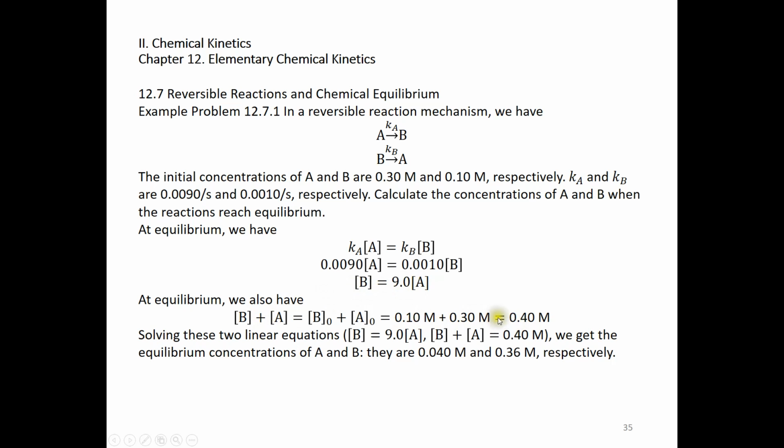So how do we solve this? Very simple. Two linear equations, two variables. Just solve them. You get the final concentrations of A and B at equilibrium. For A, it's 0.04. For B, it's 0.36. We can easily verify these two numbers. This B concentration is 9 times A, and the sum is 0.4.